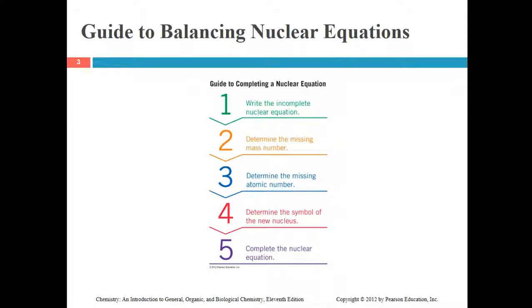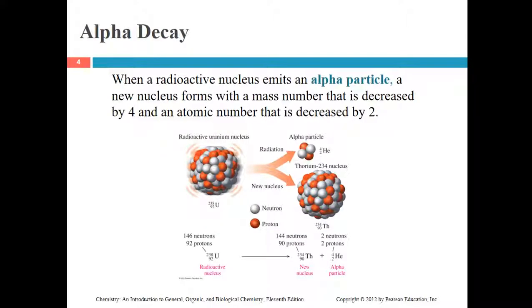So the guide to balancing nuclear equations: write the incomplete nuclear equation, determine the missing mass number, determine the missing atomic number, determine the symbol of the new nucleus, and complete the nuclear equation.